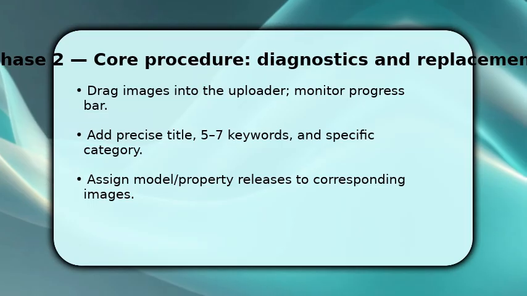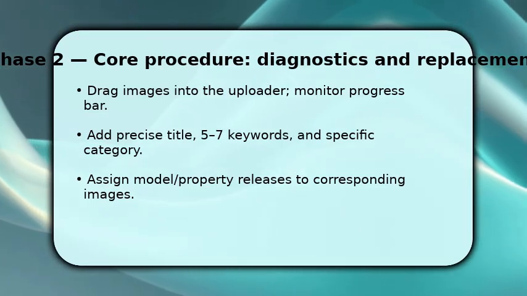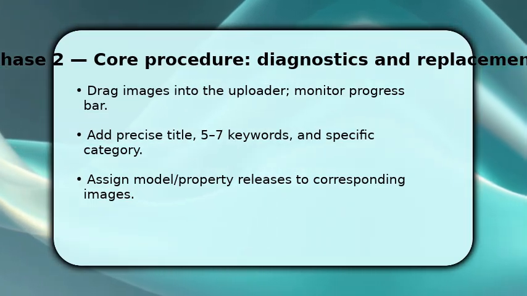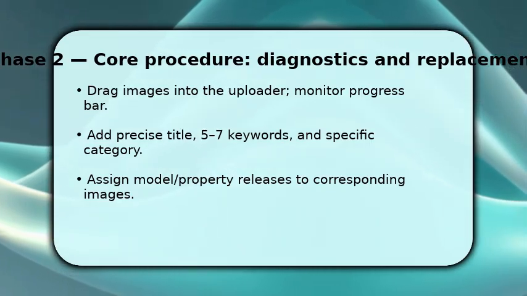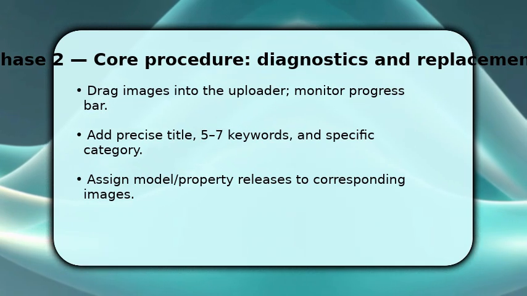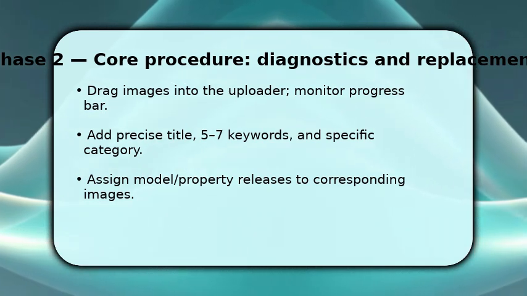Then choose the most specific category and subcategory to increase relevance. Don't forget to attach the correct releases to each image. Otherwise, those files can remain unpublished. Keep an eye on warnings and fix any flagged metadata immediately.